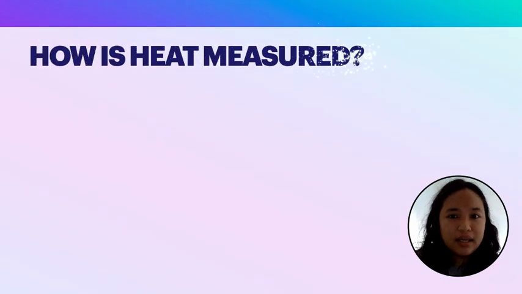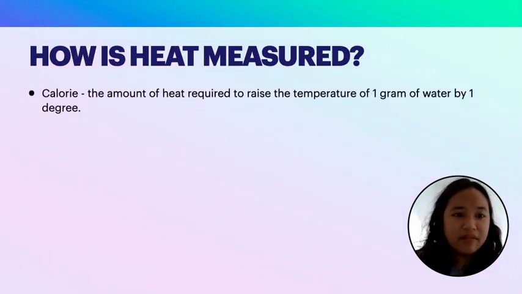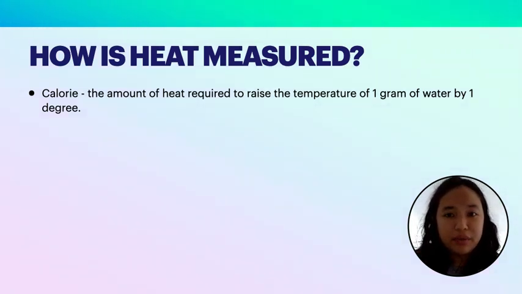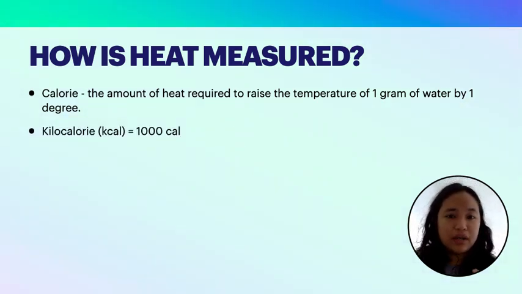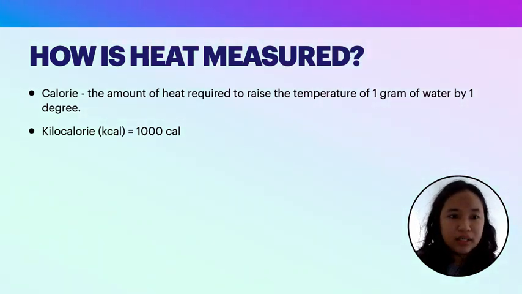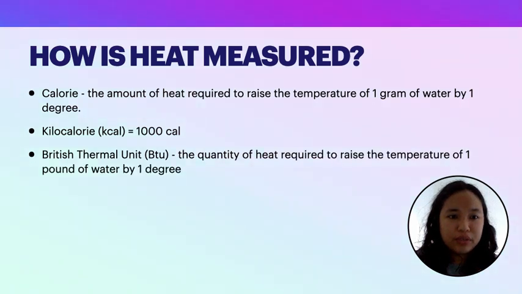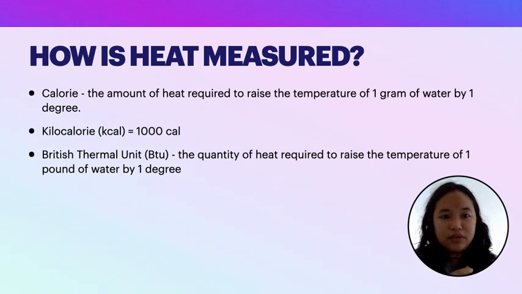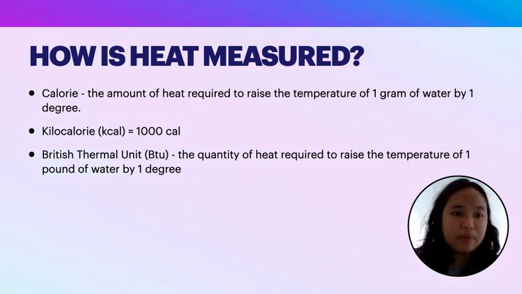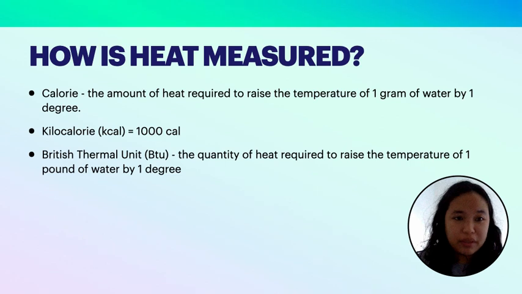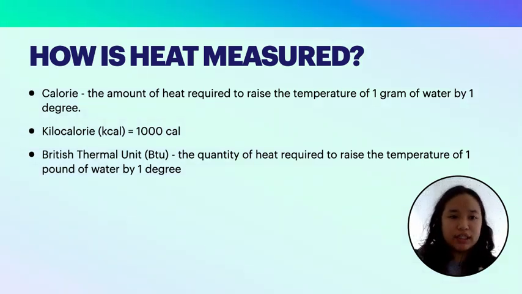Okay, so how is heat measured? First we have the calorie, which is the amount of heat required to raise the temperature of 1 gram of water by 1 degree. Next, we have the kilocalorie, denoted by kcal, which is equal to 1,000 calories. We also have the British Thermal Unit, or the BTU, which is the quantity of heat required to raise the temperature of 1 pound of water by 1 degree. So, ang kalahian sa calorie ug sa BTU kay ang calorie 1 gram of water, ang sa British Thermal Unit kay 1 pound of water.